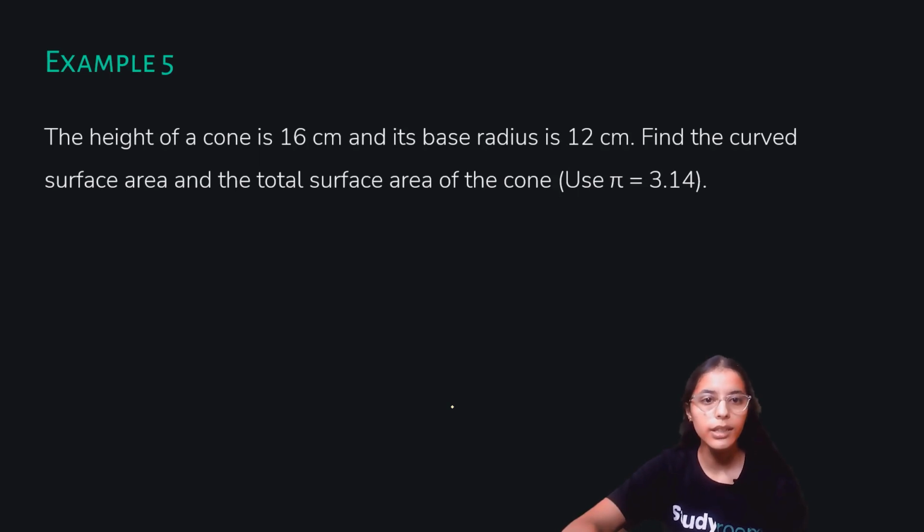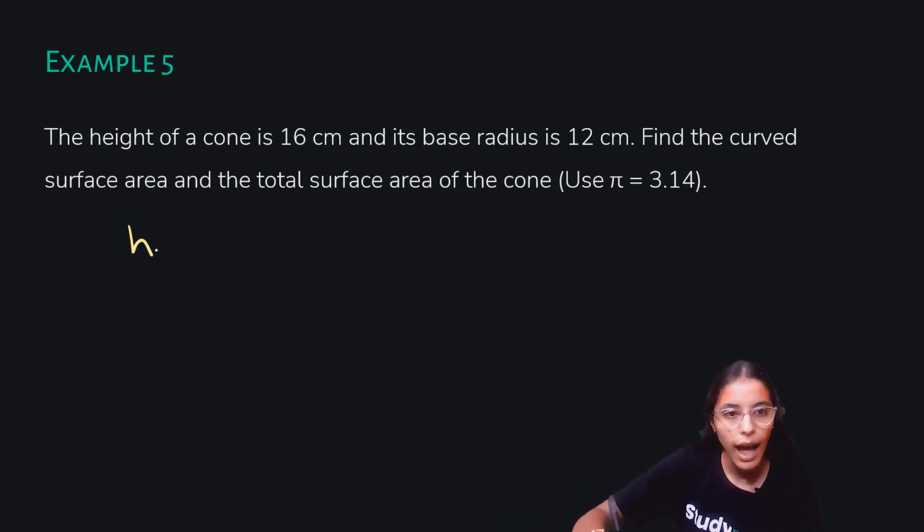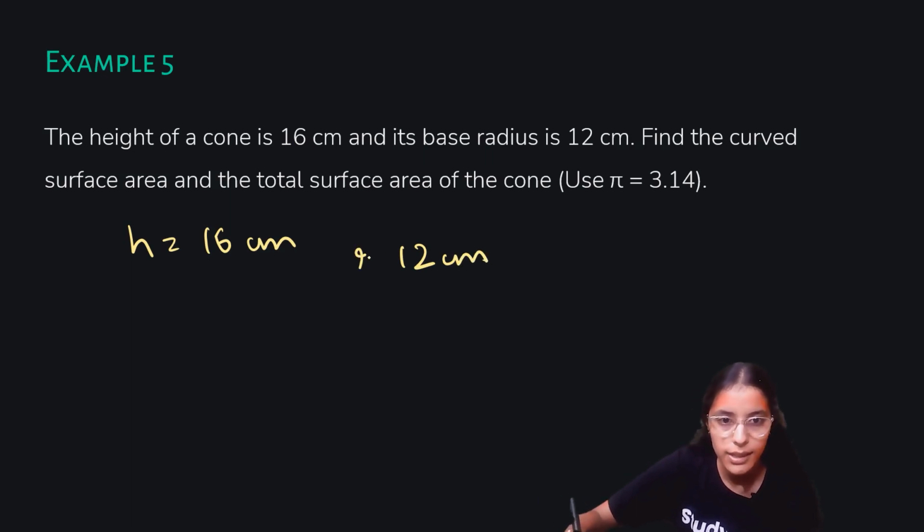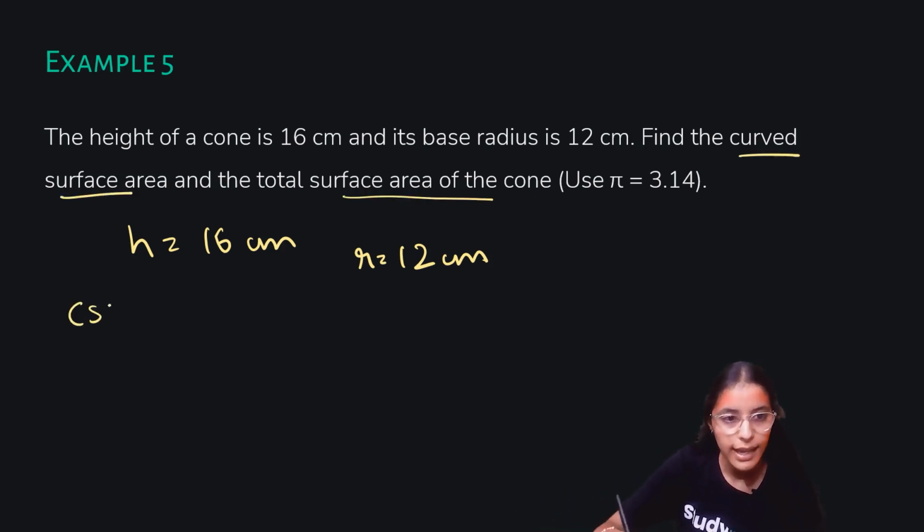Now let us move on to the next example. Example number 5. Here we are given the height of the cone as 16 centimeter and the base radius as 12 centimeter. So base radius means r is 12, and we have to find out the curved surface area and the total surface area. So the formula for CSA is pi r L.